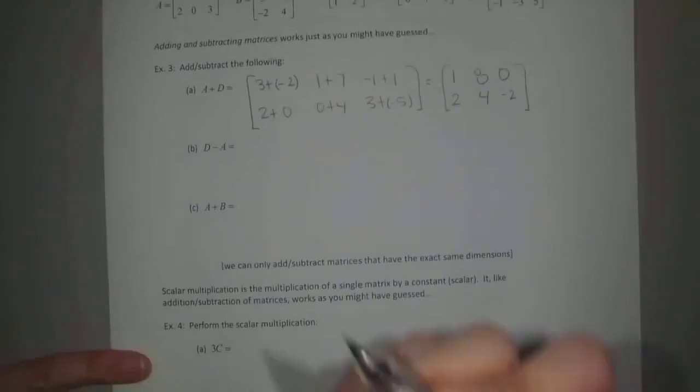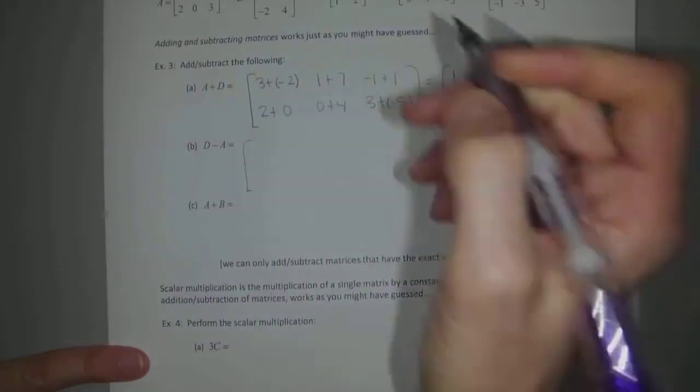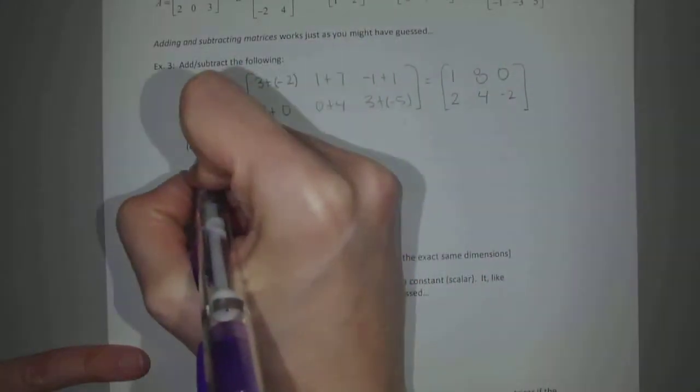But this is something, guys, addition and multiplication of a scalar, I almost would say just do it by hand because it's easier and quicker to do than typing it all in your calculator. So let's do D minus A again. I'll show you by hand.